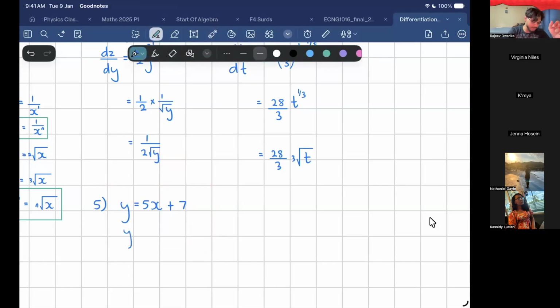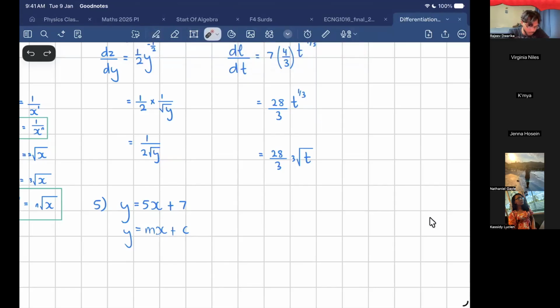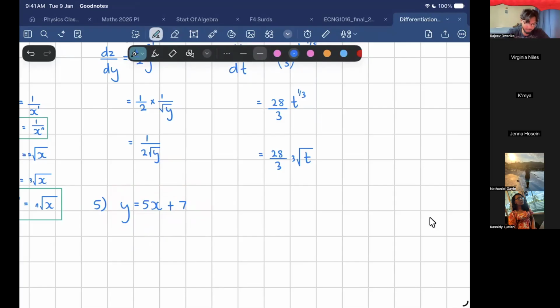And the equation of a line looks like y is equal to mx plus c, I agree? Where's m? What's m? Gradient. What's m in this equation? We know m is a gradient, but what is it over here? 5. So does everybody understand that for this equation, the gradient is 5? Cool. So what do you all think dy dx would be?